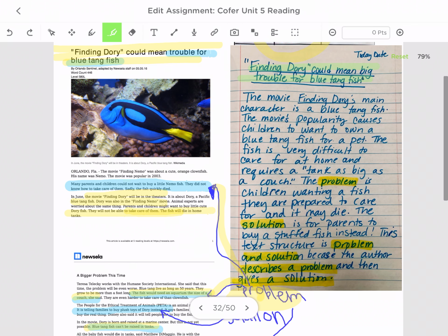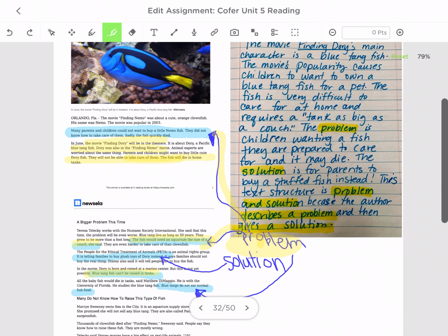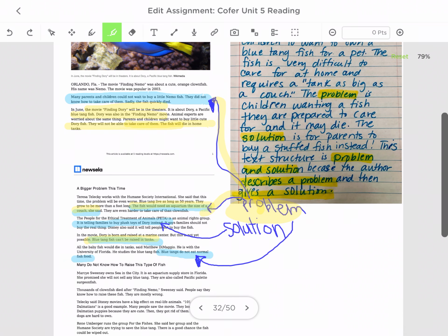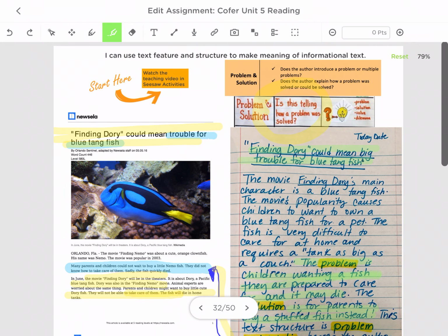The movie Finding Dory's main character is a blue tang fish. The movie's popularity causes children to want to own a blue tang fish for a pet. The fish is very difficult to care for at home and requires a tank as big as a couch. Here I go. The problem is that children wanting a fish are not prepared to take care of it and it will die. The solution is that parents need to buy a stuffed fish instead. This is a text structure for problem and solution because the author describes the problem and gives a solution.